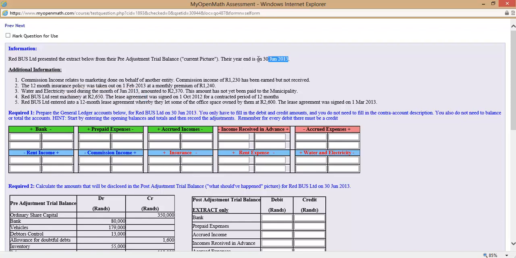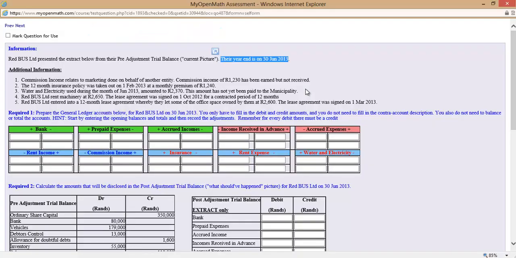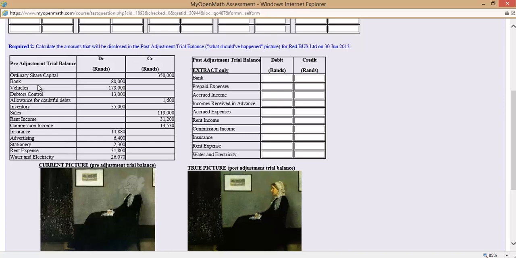Our year end is on the 30th of June, so we can draw our financial year. As always, we start with a timeline. There's my financial year, and the first day of the year will be on the 1st of July 2012, and the last day is on 30 June 2013. So what is the current picture? This is our current picture, which is shown in the pre-adjustment trial balance. This is not the true picture, which is what we're aiming towards.